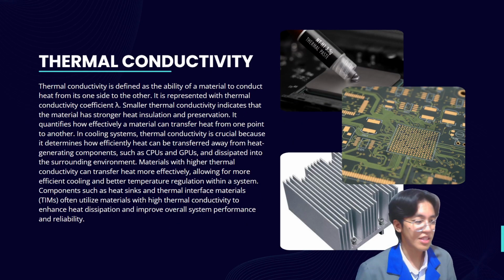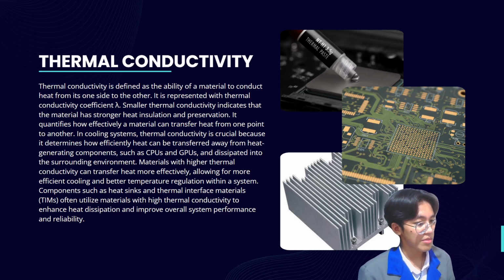So let's proceed. We're going to be talking about thermal conductivity. Thermal conductivity is defined as the ability of a material to conduct heat from one side to the other. It is represented with the thermal conductivity coefficient lambda. Smaller thermal conductivity indicates that the material has stronger heat insulation and preservation. It quantifies how effectively a material can transfer heat from one point to another.